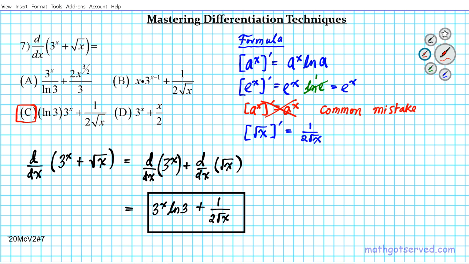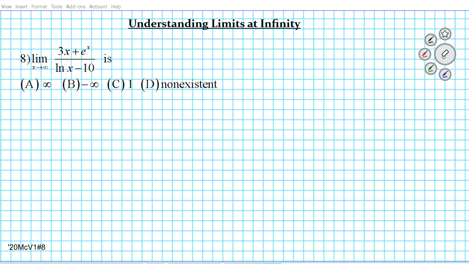So this is basically how you apply your differentiation techniques in finding the derivative of a combination of an exponential and radical function. Okay, let's take a look at problem number 8. In problem 8, we're looking for the limit as x approaches infinity of 3x plus e to the x over ln of x minus 10.